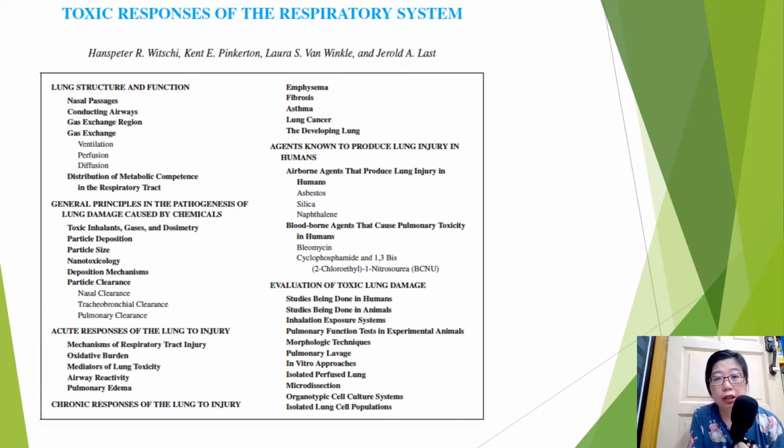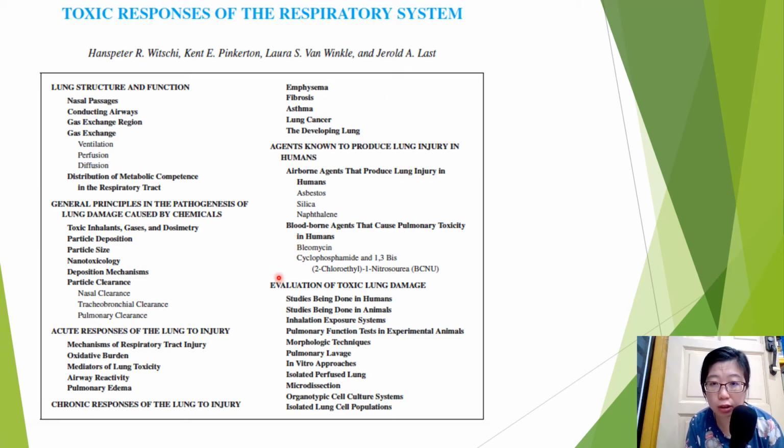When we look at the overall summary of the things we need to learn about the toxic responses of the respiratory system, again extracted from the Casarett book, you can see there are general principles. There are some determinants that decide how bad the toxic effect to the lungs will be. There can be an acute response, as mentioned just now, like edema, and reactivity, meaning bronchospasm, right? There's also oxidative stress. There's also chronic response like fibrosis, cancer and things like that.